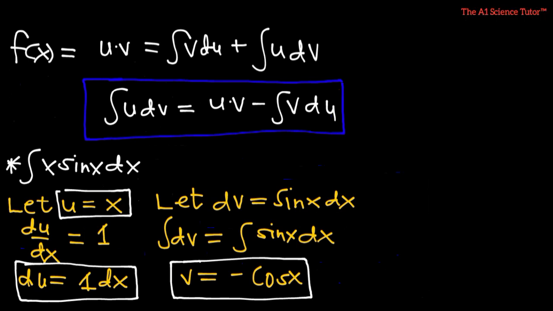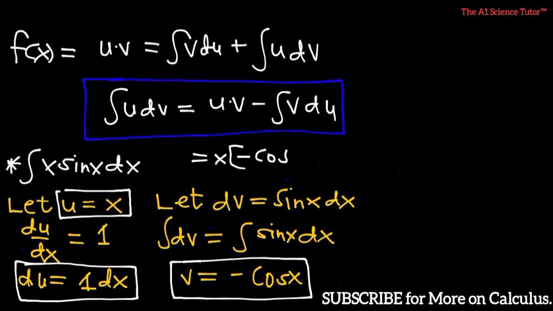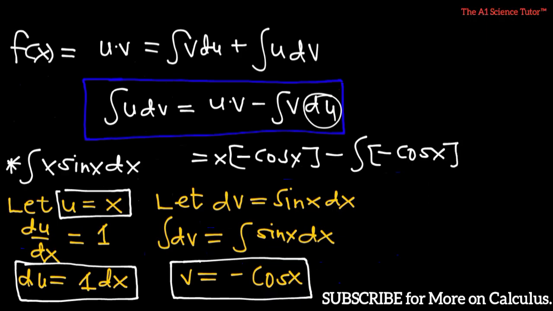And we would also need to use this. So now we have u to be x, and then v is negative cosine x. So I'm going to write that there. Then we have minus integral v. We already know v to be negative cosine x, and that will be multiplied by du. In this case, we have du to be 1 dx. So that is going to be 1 dx.